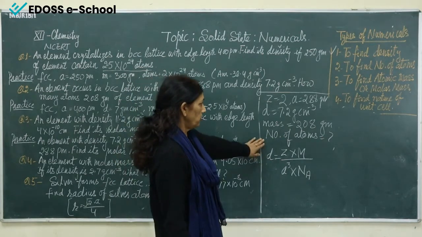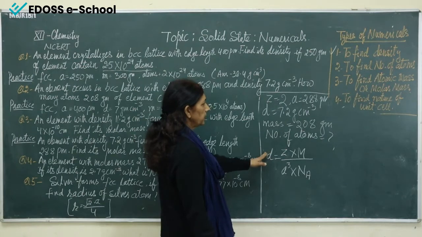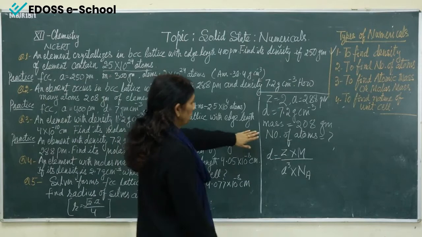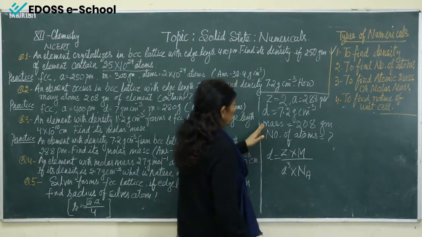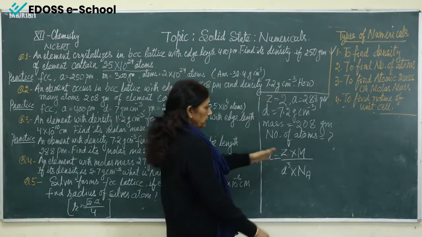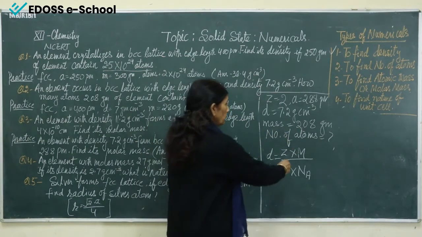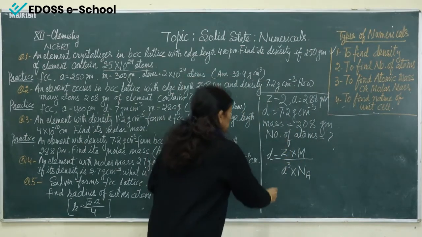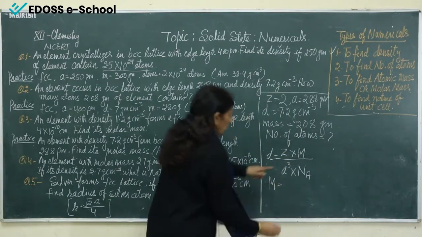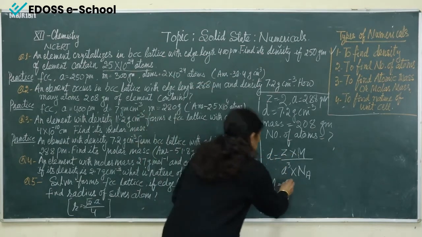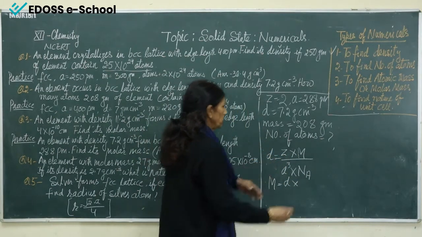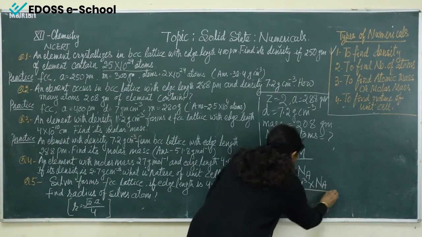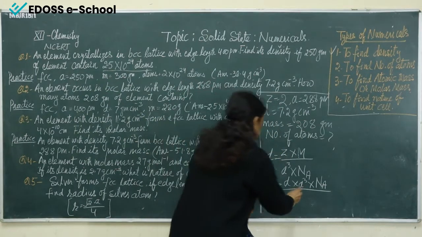Okay, so first of all what we will do, we have to find here, what we have to find here, this we have to find. Okay, so now what we will do, first we will try to find M. With the help of this formula we can find M. So now M is equal to D, density, multiplied by A cube multiplied by Avogadro number upon Z.